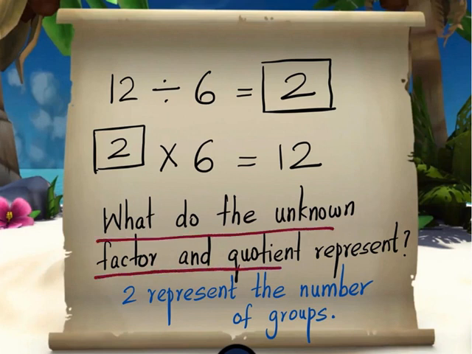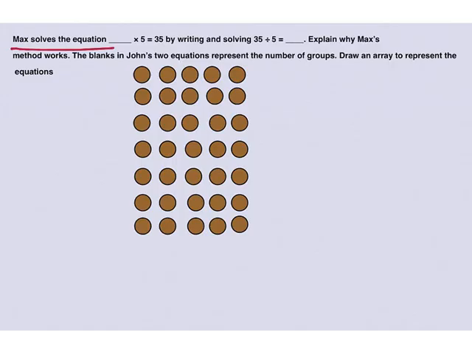What do the unknown factor and the quotient represent? You know that 2 represents the number of groups. That means the quotient or the unknown factor represents the number of groups.